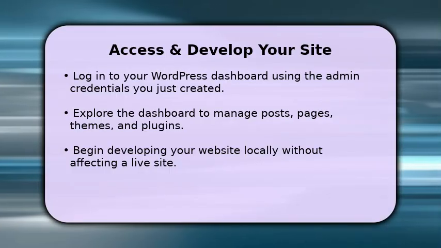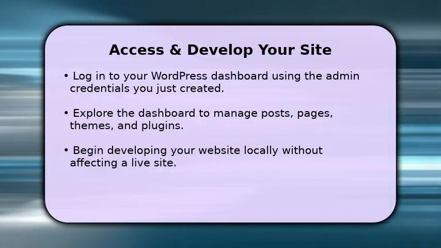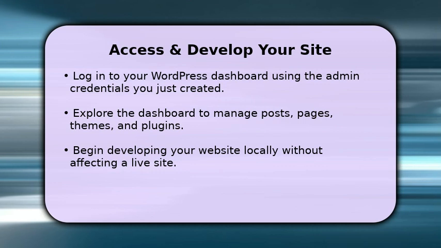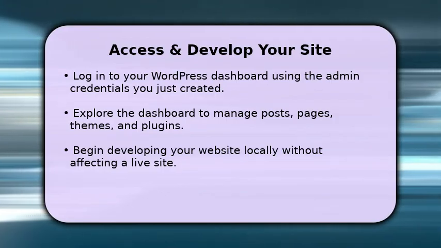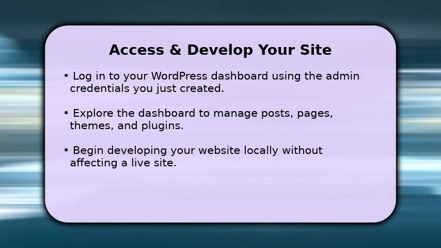Congratulations! Your WordPress site is now installed locally. You can log into your WordPress dashboard by navigating to localhost/your site folder name/wp-admin and entering the administrator username and password you set up. From here, you have full control to manage your content, install themes, add plugins, and customize your site. This local environment is perfect for experimenting, developing, and testing new features without impacting any live website.